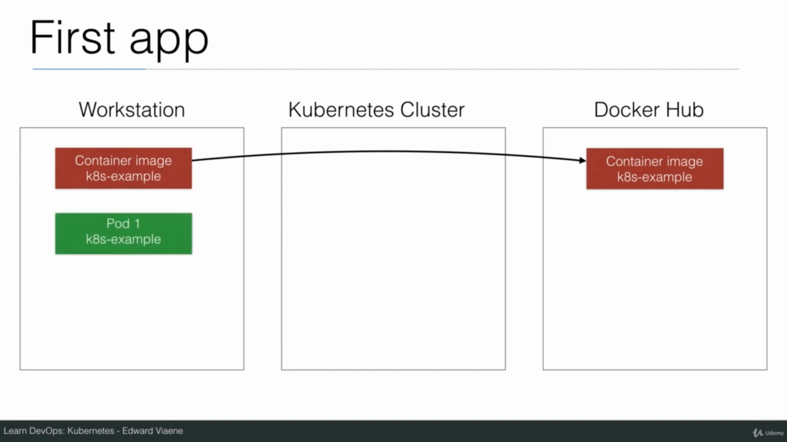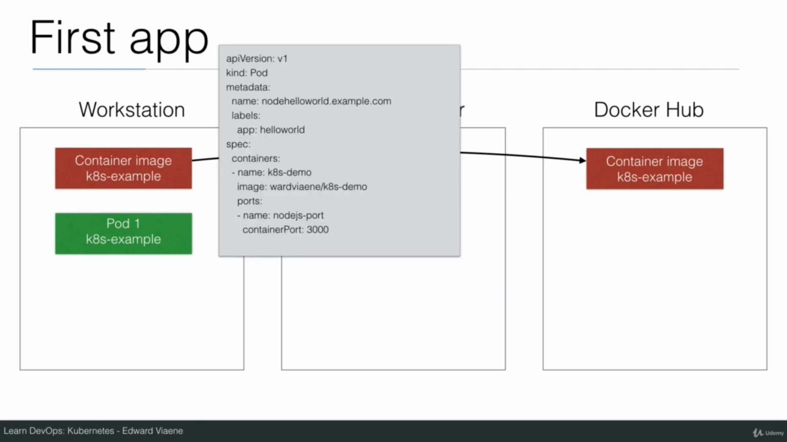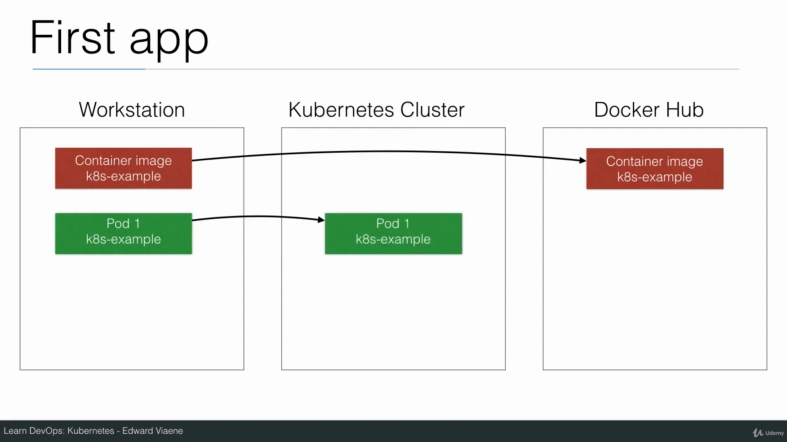Next, I created a first pod, Kubernetes example, and this is the definition of this first pod. What is important here is that we defined a container. We can define one or more containers in a pod that will run on the Kubernetes cluster. This container image uses the port 3000. That's why I defined a port with the name Node.js port, and the container port to contact the server is port 3000. This launched our first pod on the Kubernetes cluster.